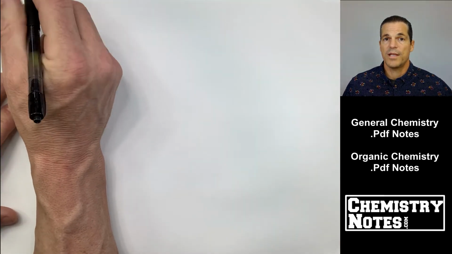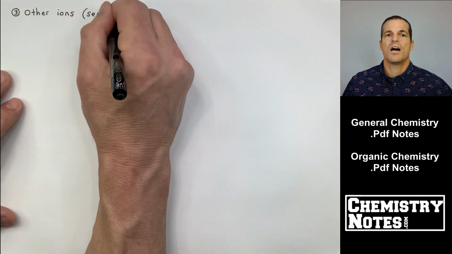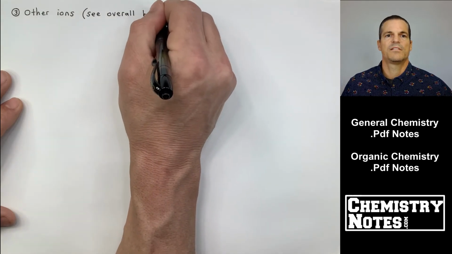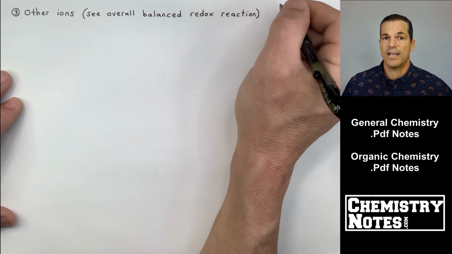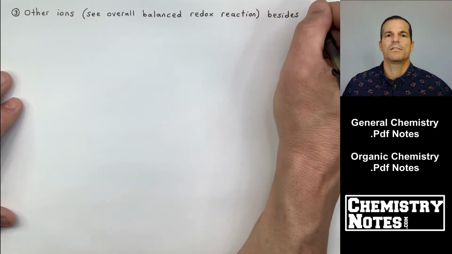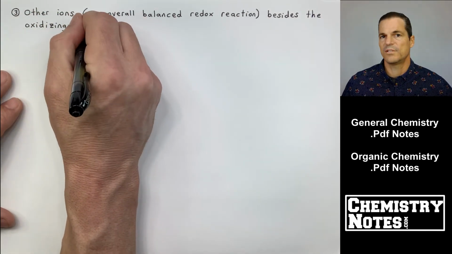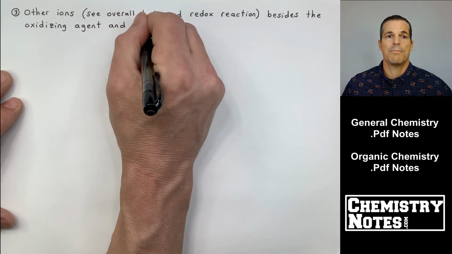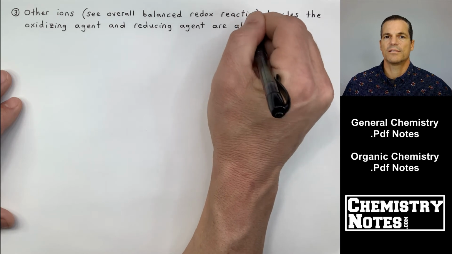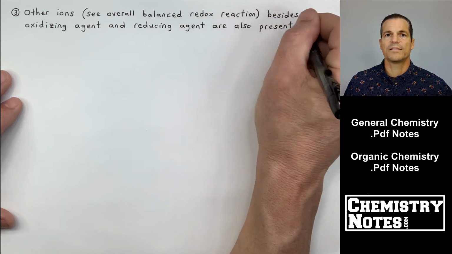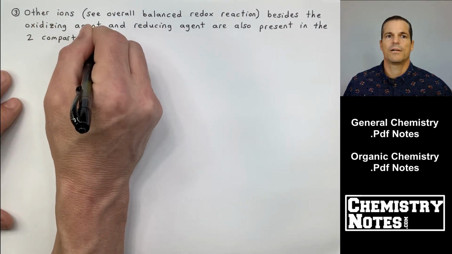All right, number 3 on our list of notes about the galvanic cell. It says other ions, and we can see the overall balanced redox reaction to see the other ions. For example, we had the 8H+, didn't we? So other ions besides the oxidizing agent and the reducing agent, those being MnO4- and Fe2+ respectively. The other ions are also present in the galvanic cell. Okay? They're present in the two compartments of the galvanic cell.